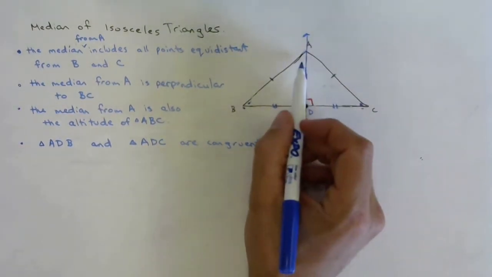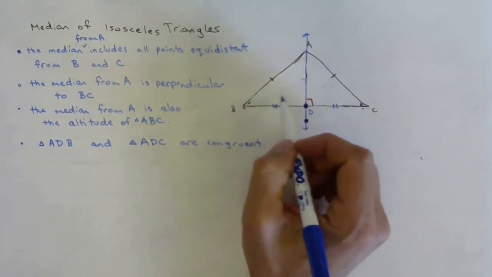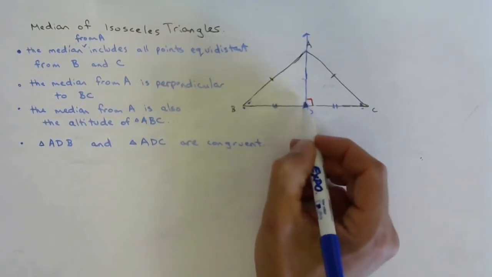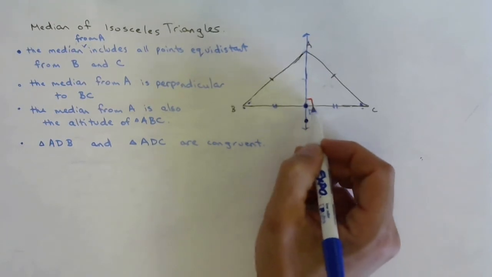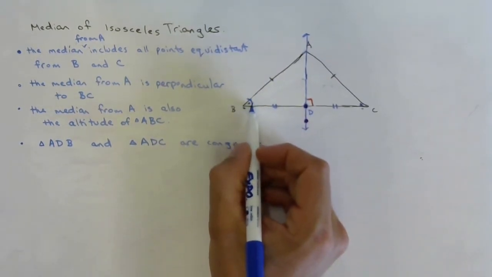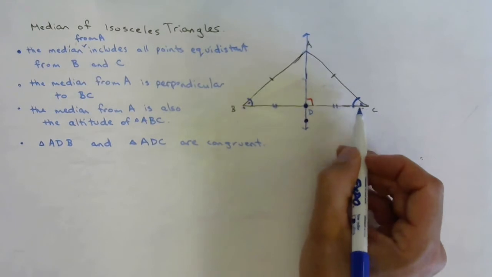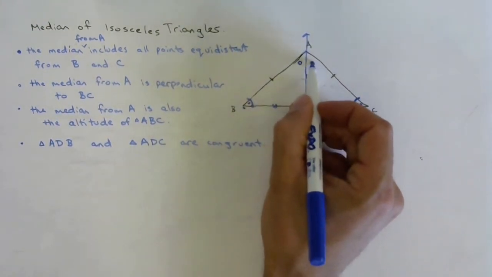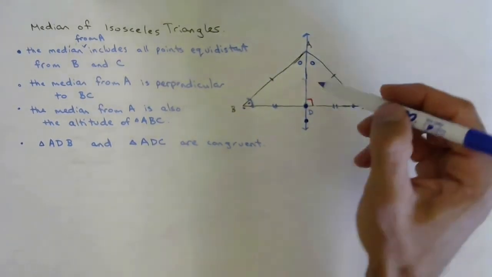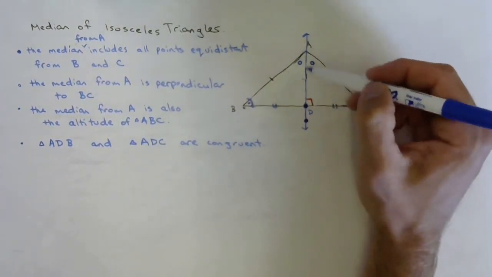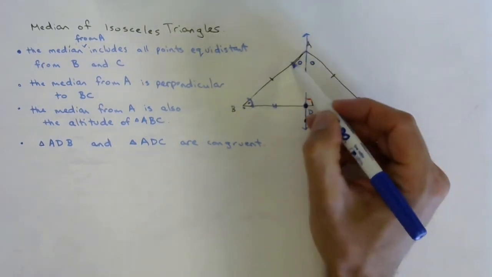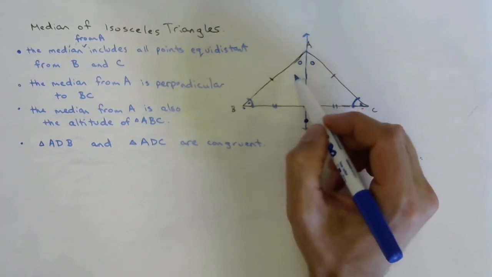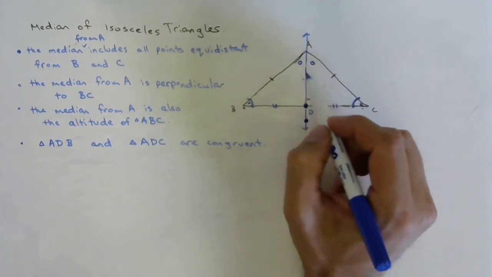What else does that tell us? If these triangles are congruent, it's obvious that these two angles are the same. Angle D is the same in both triangles. Angle B is also equal to angle C by definition of an isosceles triangle. What does that tell us about these two angles? They're the same. Okay, so if those two angles are the same, what does that tell us about this line and the original triangle? It bisects. The median bisects angle A.